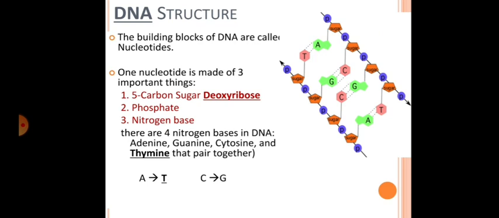Second is the phosphate, which you can see as a purple colored circle and it has P written in it. Third is the nitrogenous base. Now, there are 4 nitrogenous bases in DNA: adenine, guanine, cytosine, and thymine that pair together. Here you can see T in pink and A in green. T is thymine and A is adenine.